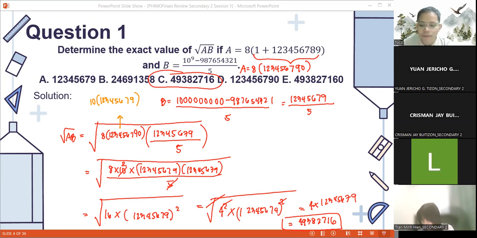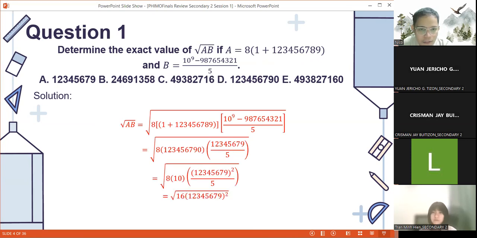Okay, let's proceed with number 2. There's a solution here. It just did the same thing: this one is equal to 10 times 123,456,789, and then it becomes squared. Then 8 times 10 divided by 5 is 16, and 16 is 4 squared. Remove the square because it's a square root. It's 4 times 123,456,789, and we get an answer of 493,827,156.